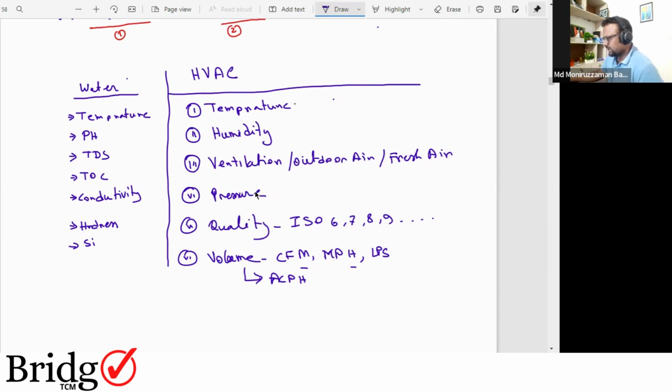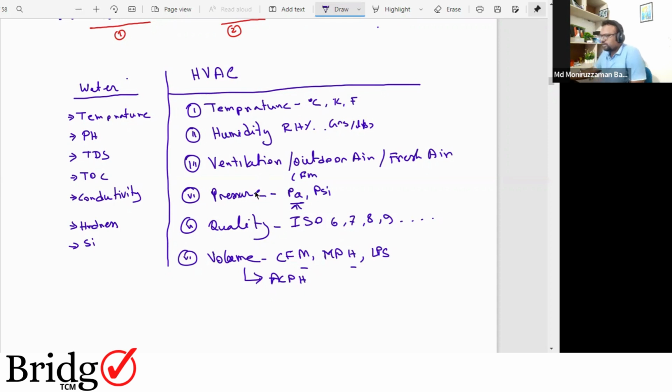When we talk about temperature, we express it in degrees Celsius, Kelvin, or Fahrenheit. Humidity, we express in RH and grain per pound. Ventilation will be in CFM, and we are going to use the related ASHRAE ventilation standard here. For pressure, we are going to use Pascal. Some people like to use PSI, but I will be sticking with Pascal. These are all the parameters that we are going to control with the HVAC system.